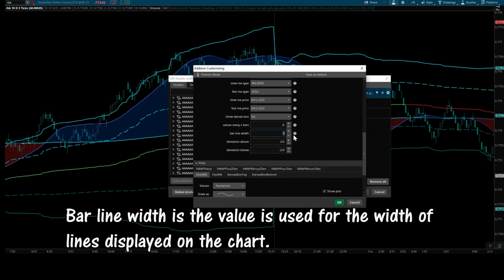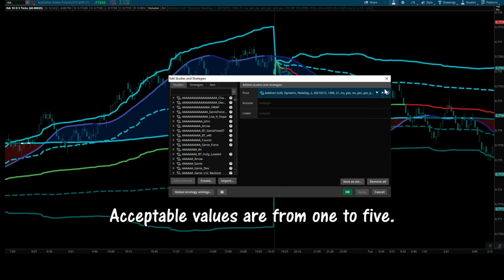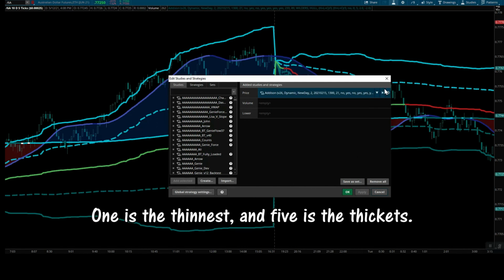Bar line width. Bar line width is the value used for the width of lines displayed on the chart. Acceptable values are from 1 to 5. 1 is the thinnest, and 5 is the thickest.